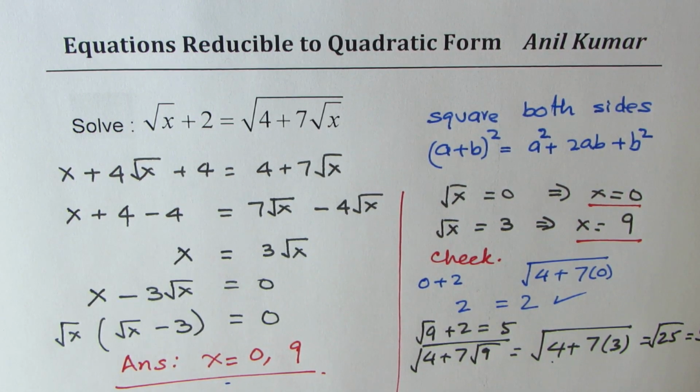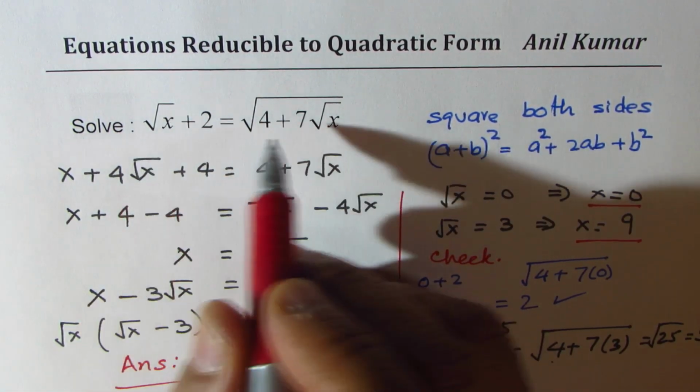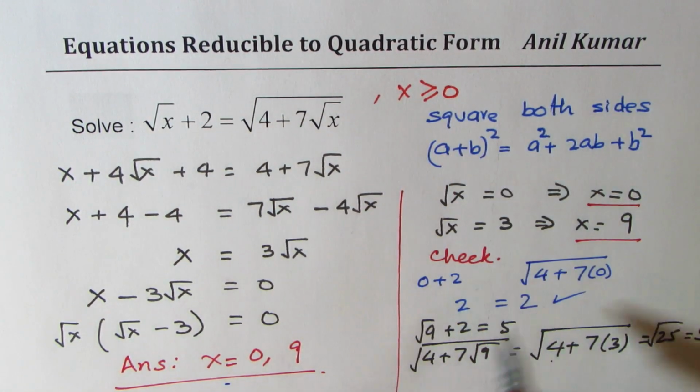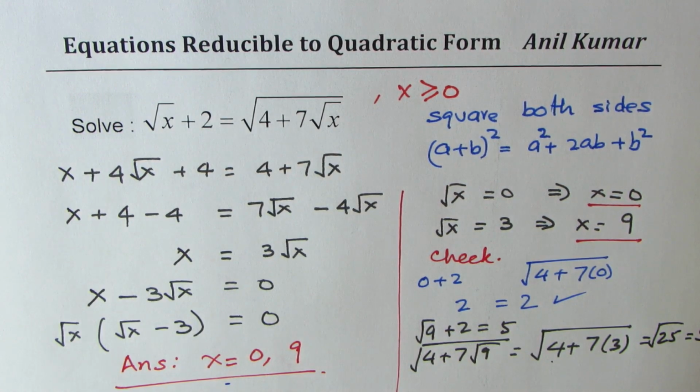But it's kind of important to test your result. We found that both work. Now you could also see that in our example, x should be greater than or equal to 0, and both are satisfying the given condition. So it also works. Perfect.